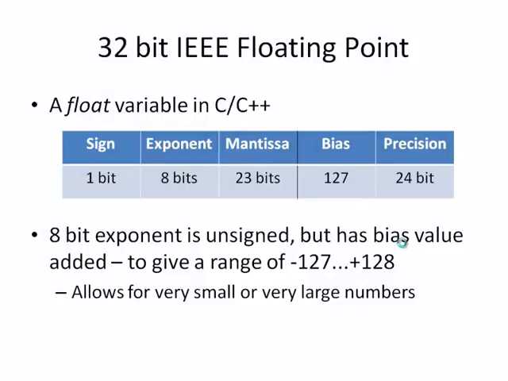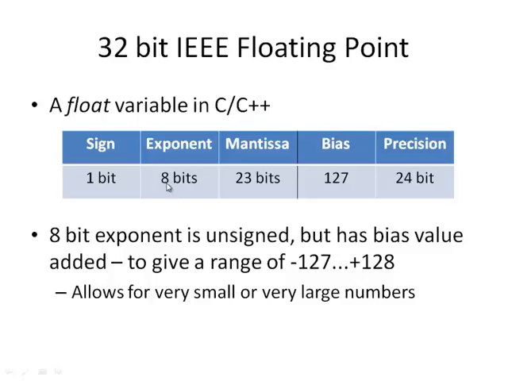So here's, for example, how a float variable is typically represented in C or C++. You have 1 bit for the sign. The next 8 bits are typically going to be the exponent, and the remaining 23 bits are the mantissa. So that's the representation in 32 bits.